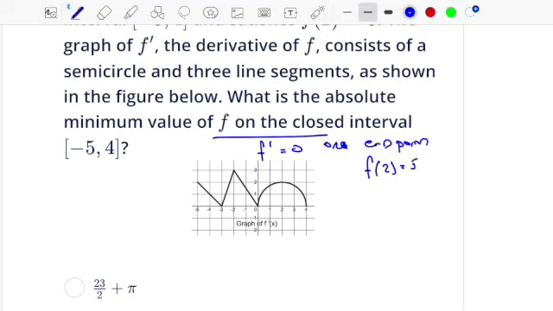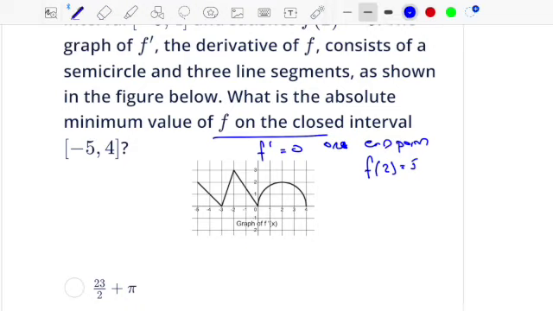Thinking about, okay, candidates, it never switches signs at each of those 0 points. So that means our graph is going to be positive from that endpoint. It's going to be 0. It's going to be positive, positive, positive. The only candidate is at x equals negative 5. So we need to know the value of f at x equals negative 5.